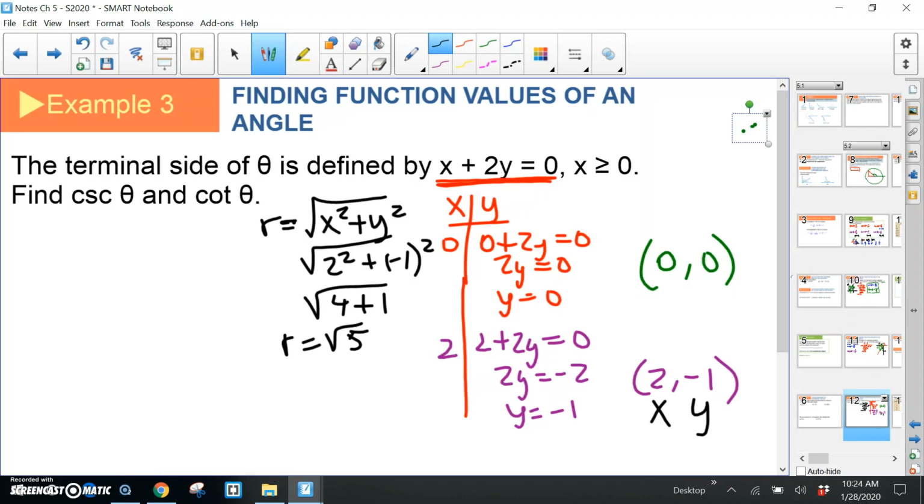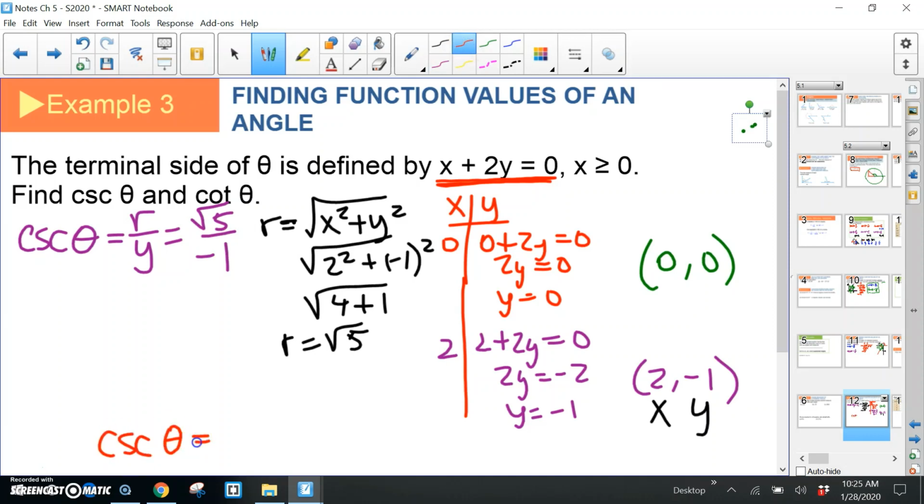So, great. We want to find cosecant theta. Think about the ratio for cosecant theta. Cosecant theta is r over y. So we're looking at r is square root of 5, and the y number is -1. Okay, so reduce that, and you've got cosecant theta equals -square root of 5.